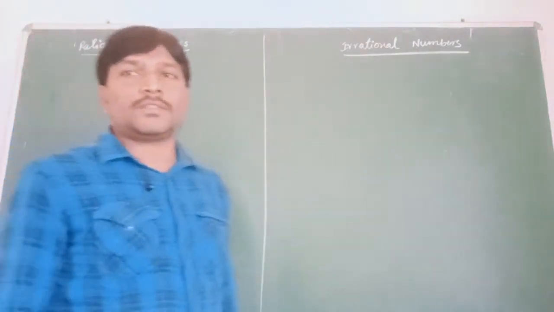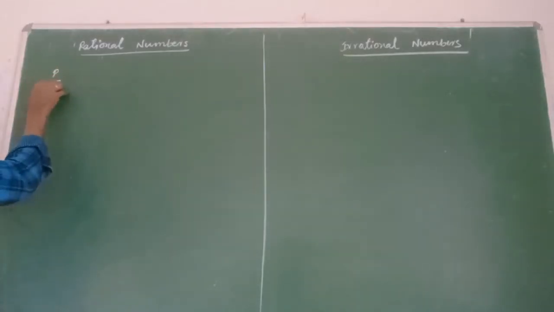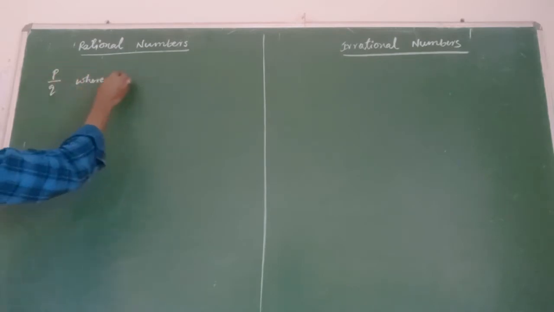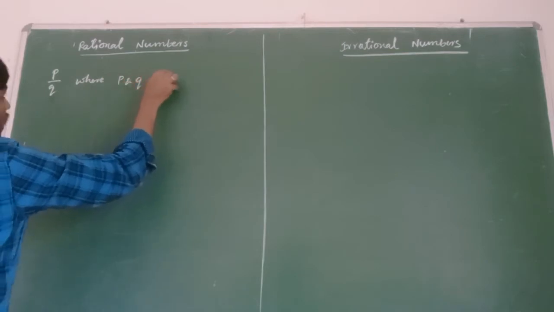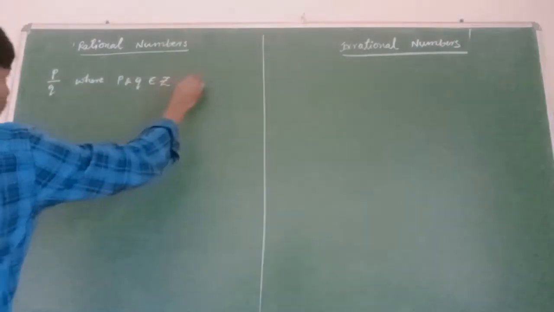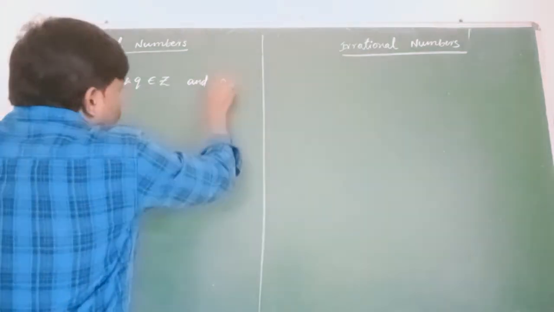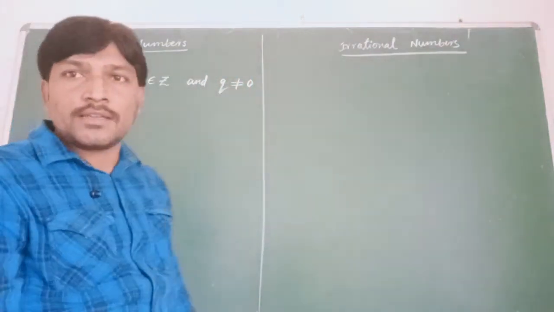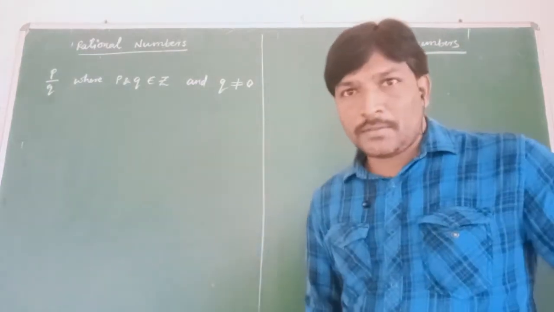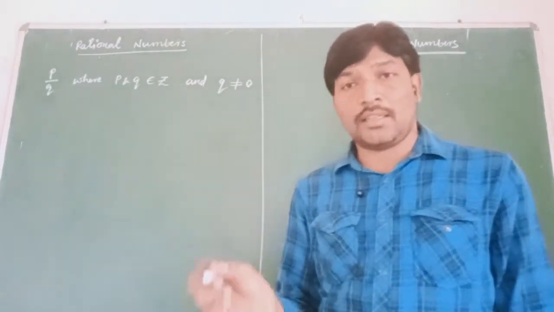Rational numbers are the numbers which can be written in the form of p by q, where p and q belong to Z. They should be integers, positive, negative, zero, whatever they are. One more important condition: in this p by q form, p is the numerator and q is the denominator, and this denominator q should not be zero. Rational numbers are the numbers which can be expressed in the form of p by q.